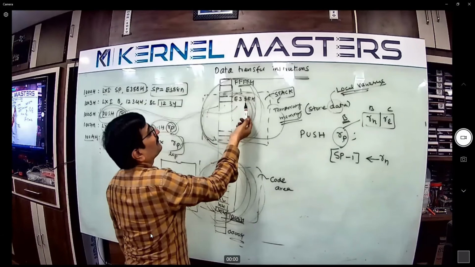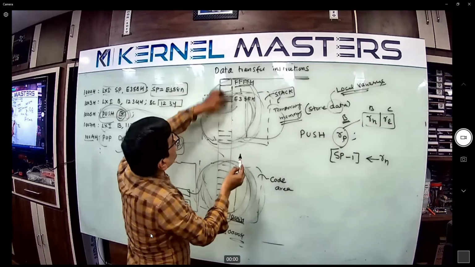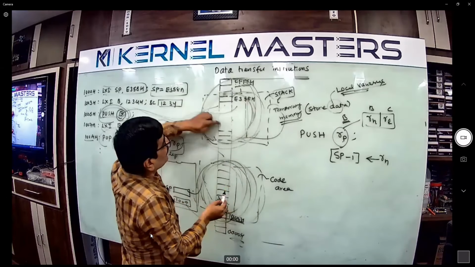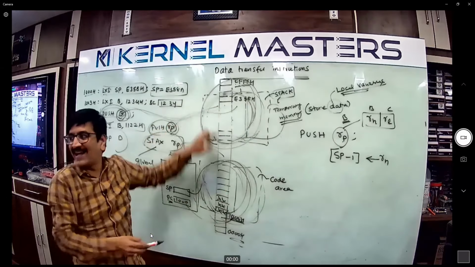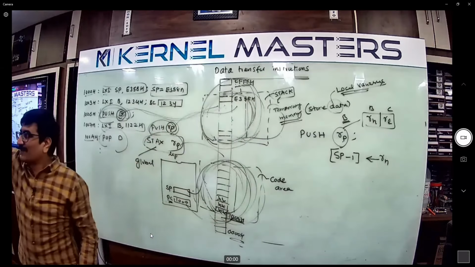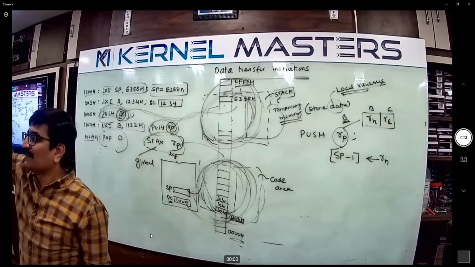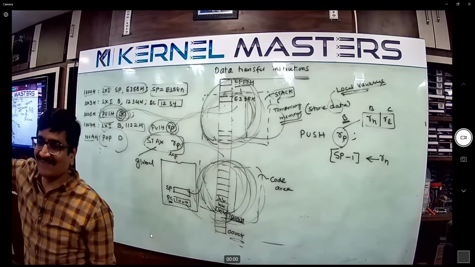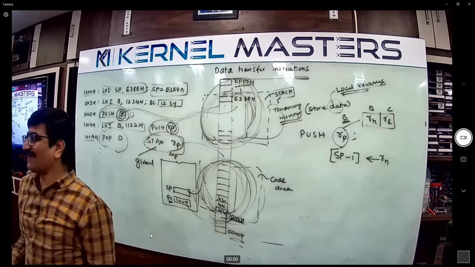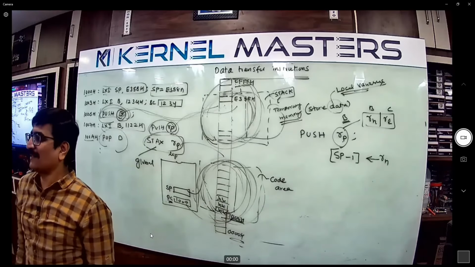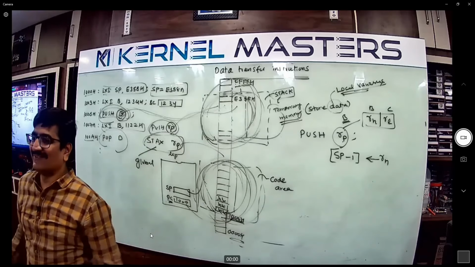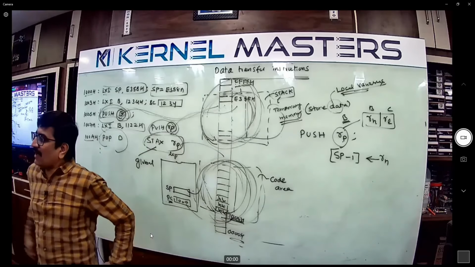Because the stack is always at the end of the memory. Observe, everyone. Stack is always where, tell me? At the end of the memory. Why the end of the memory? Because it is temporary memory, not a permanent memory. Understood? For temporary memory, the end is better.